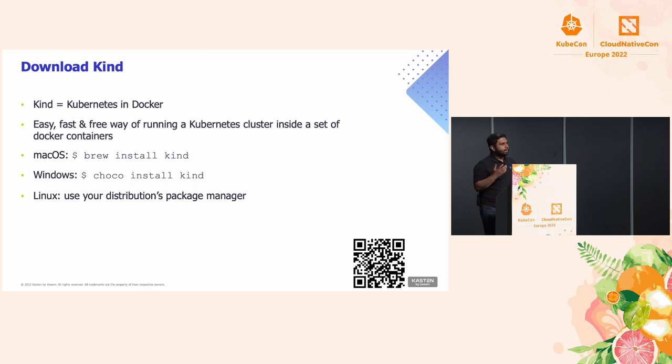So while you're doing that, I'll talk a little bit about kind. So kind represents Kubernetes in Docker. It's a quick and easy way to install a Kubernetes cluster inside a set of Docker containers. You can use brew install kind if you're on Mac. If you're on Windows, then you can use the Choco package manager to install kind, or use your favorite Linux package manager if you're on Linux.